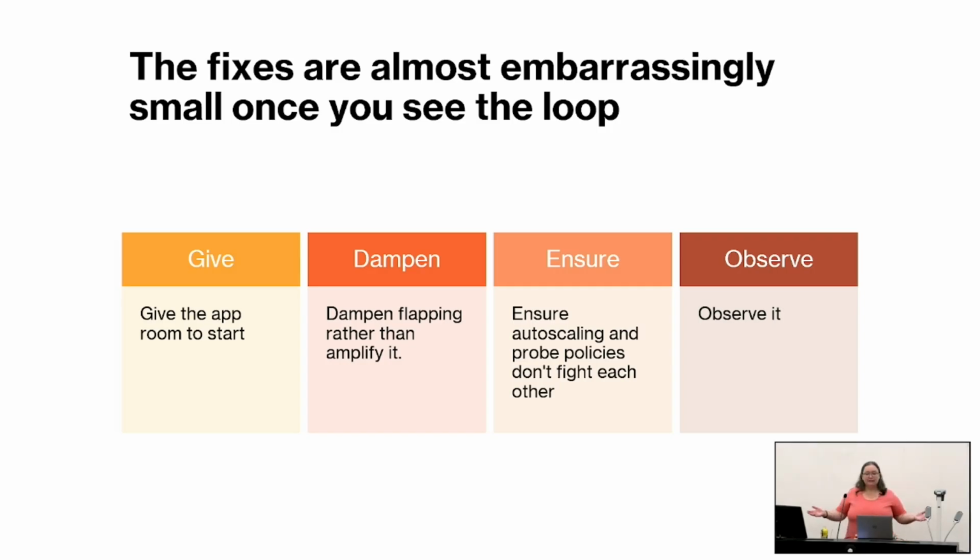And how do you get out of it? The fixes are almost embarrassingly simple when you see the loop. You give the app room to start. You soften readiness. You lengthen your probe timeouts. You raise your failure thresholds. You want to dampen flapping rather than amplify it. You make sure that your auto-scaling and your probe policies don't fight each other. And then you observe it to make sure that your numbers are correct.